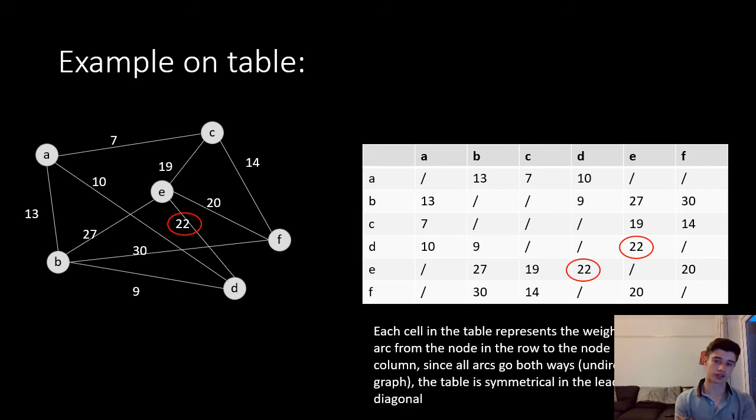Alright, now the table. So again, this entire graph can be represented by what's called a distance matrix. Again, my face thing is in the way. I'll read the text behind that anyway.